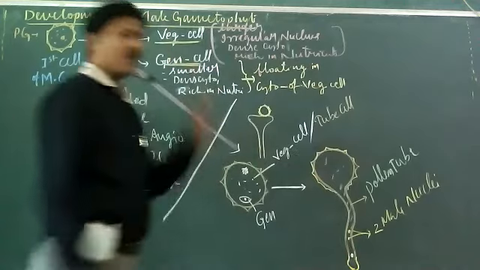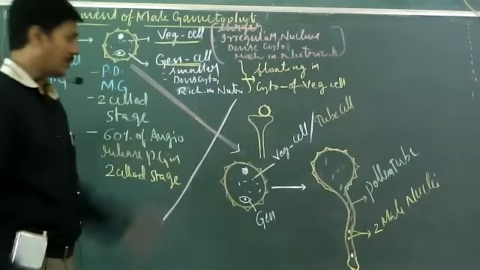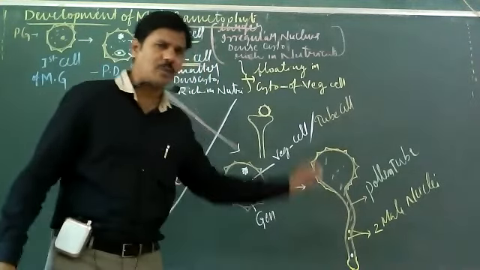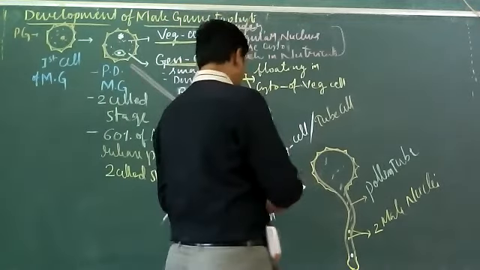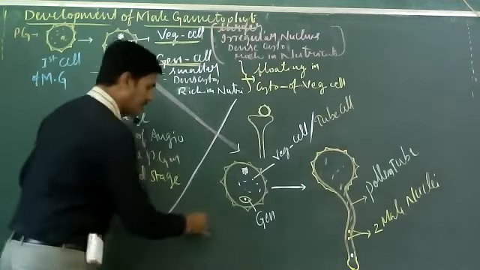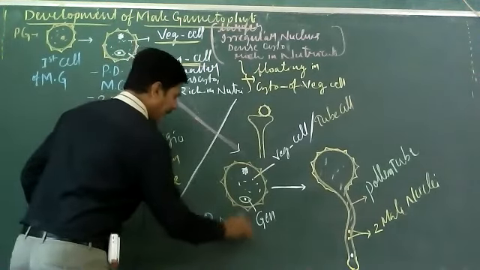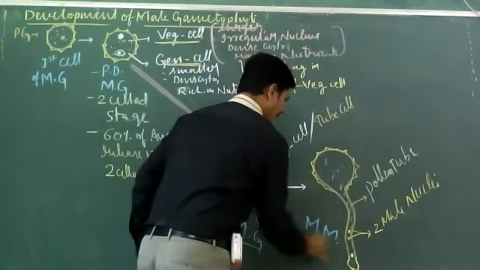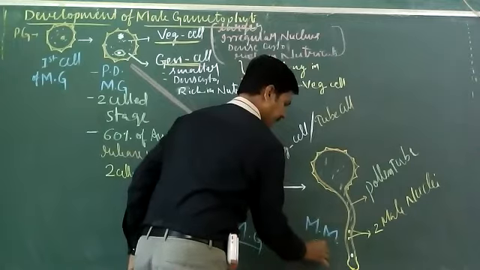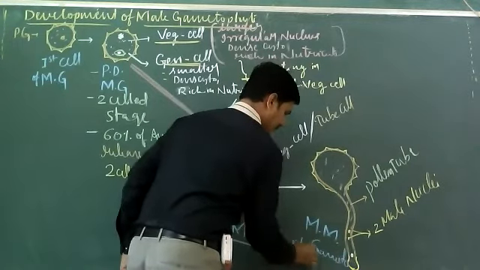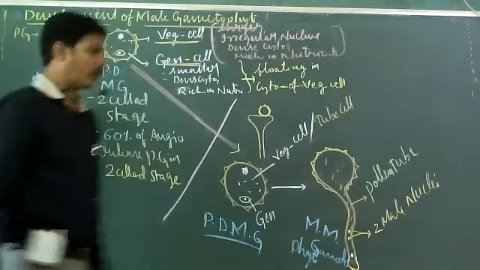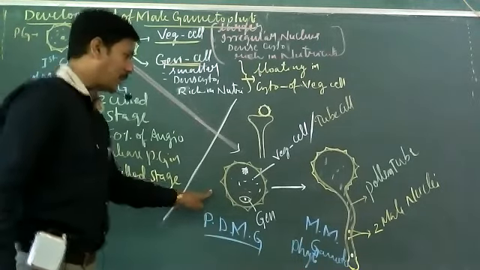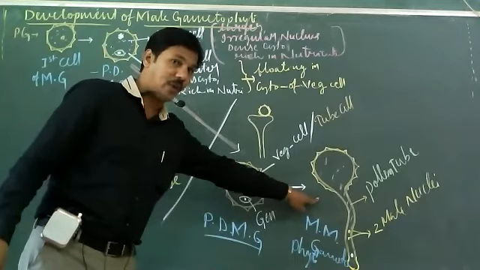Regarding the growth and all, we will discuss later during the fertilization. So, what is this finally? This is a fully developed or mature male gametophyte. I can write this is mature male gametophyte. So, what is this now? Partially developed male gametophyte, and this is a mature male gametophyte.